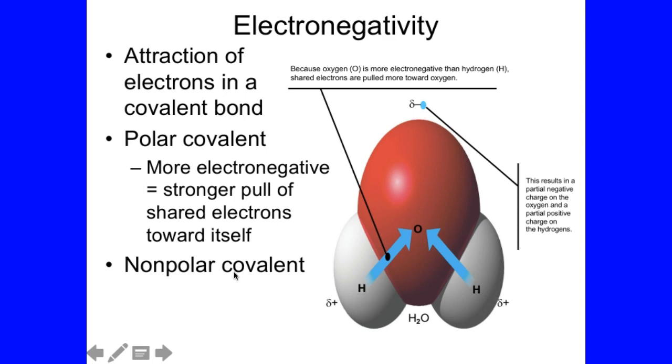Nonpolar covalent means there would be equal sharing of electrons in a compound. So an example of a nonpolar covalent compound would be hydrogen paired up with hydrogen. You'll have the equal sharing of the electron pair around each of them.